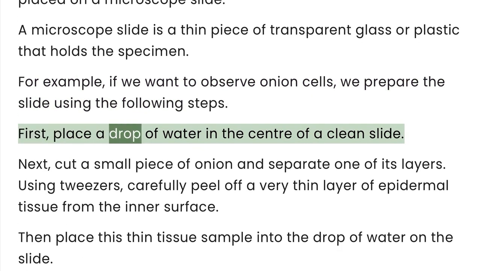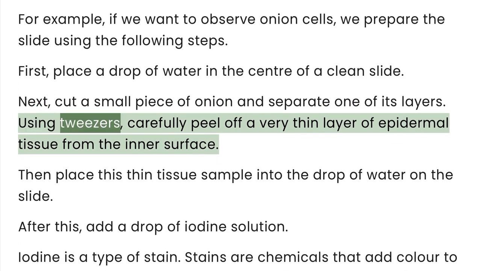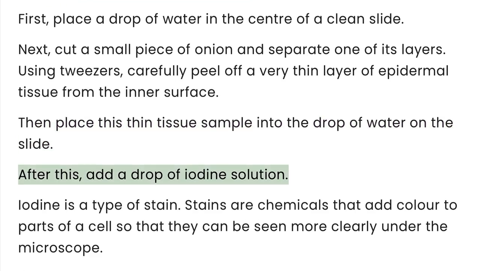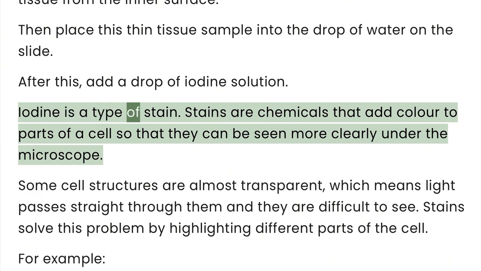First, place a drop of water in the center of a clean slide. Next, cut a small piece of onion and separate one of its layers. Using tweezers, carefully peel off a very thin layer of epidermal tissue from the inner surface. Then place this thin tissue sample into the drop of water on the slide. After this, add a drop of iodine solution. Iodine is a type of stain.